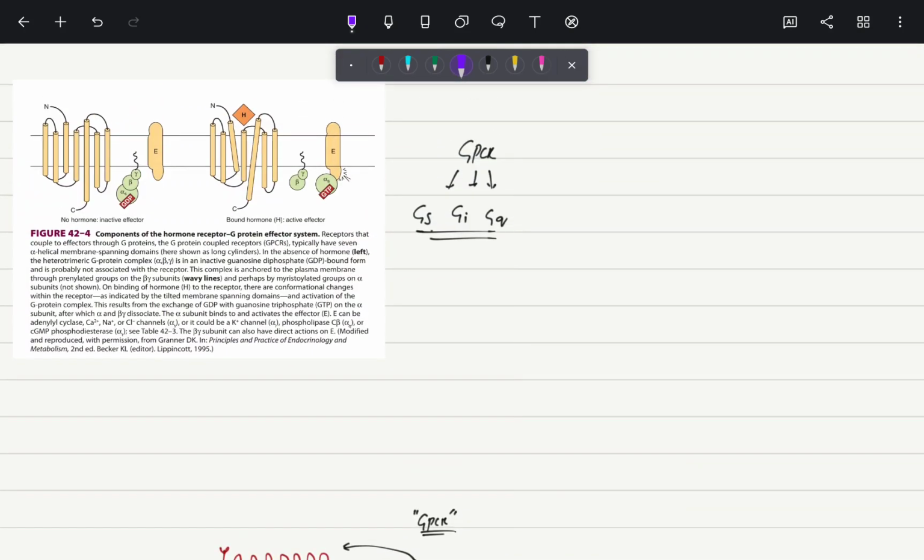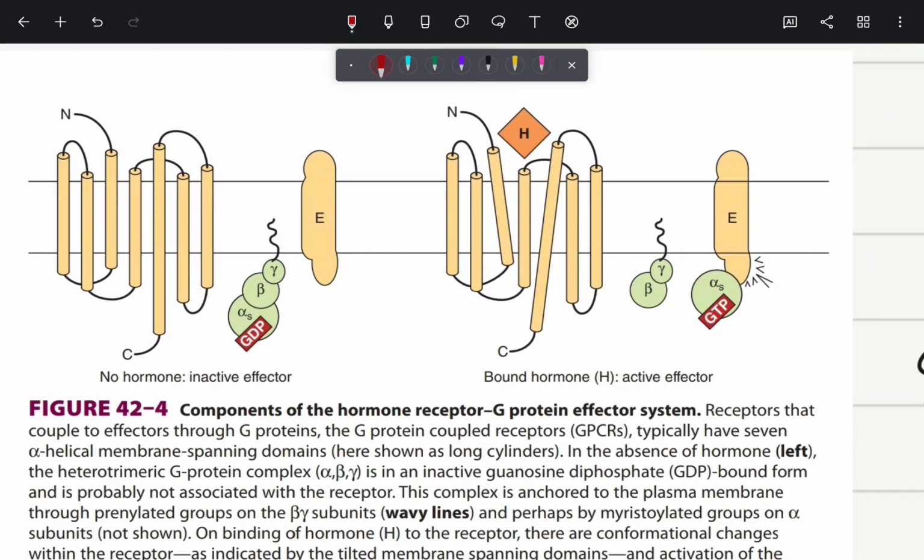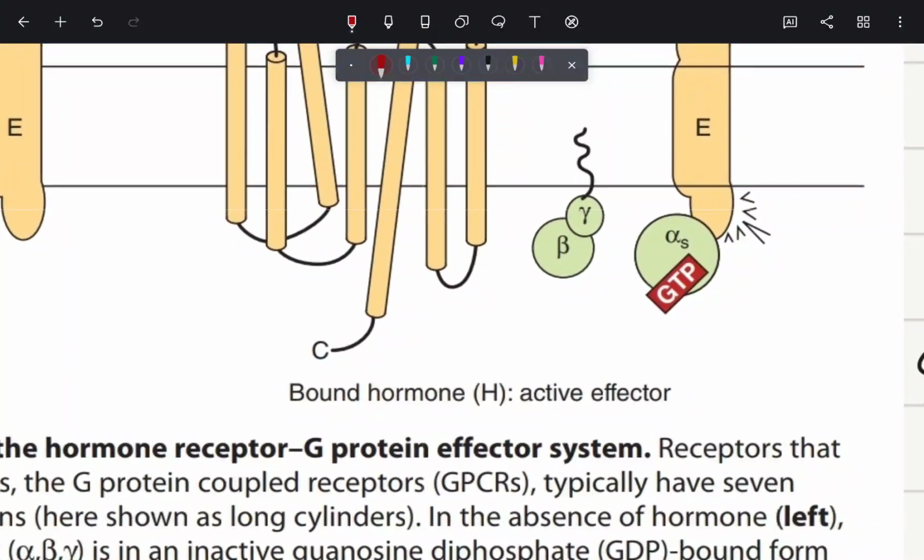Now before ending the topic, I would like to show this small diagram. So here is your 7-pass receptor, and here is your alpha, beta and the gamma proteins. To this a nucleotide is attached, which is your guanine diphosphate. Now as you can see here, there is no hormone, so there is inactivation. Now if there is hormone present, there will be activation of this receptor, and this activation will lead to the alpha subunit.